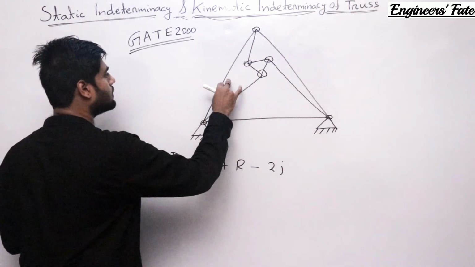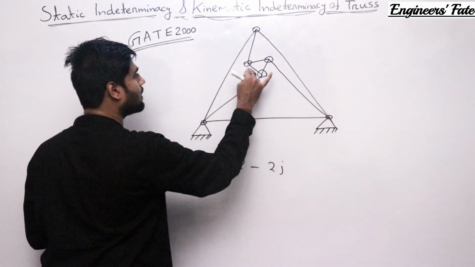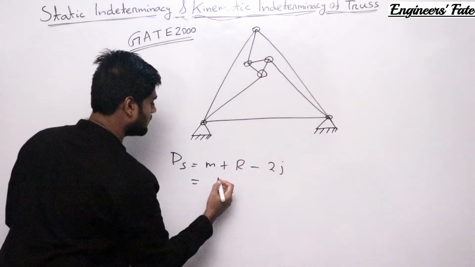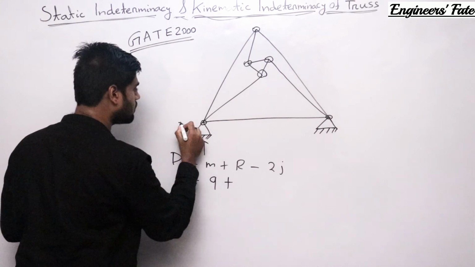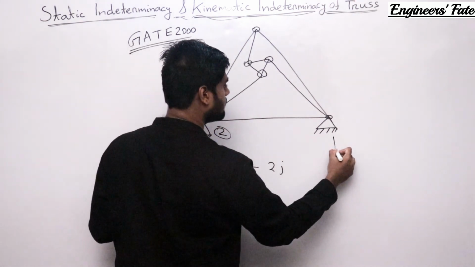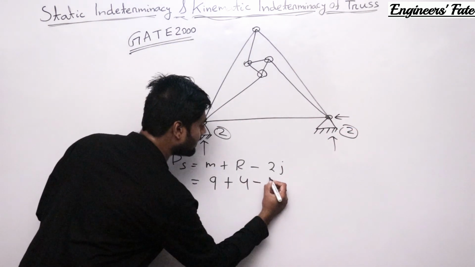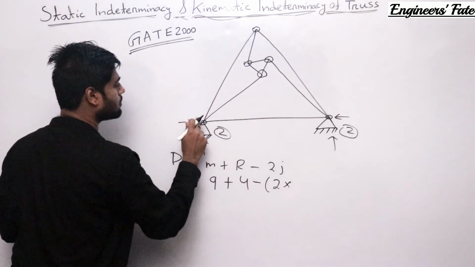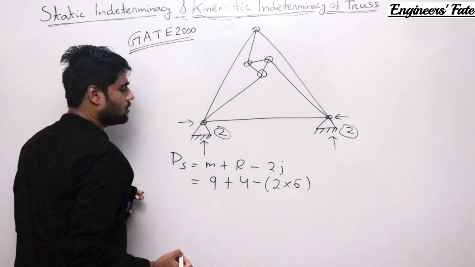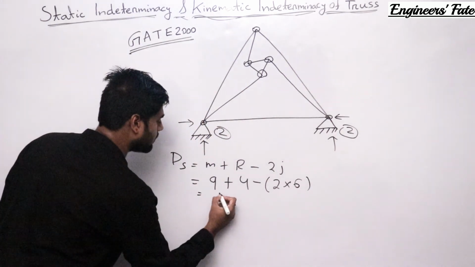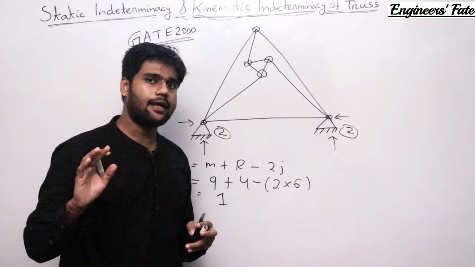So what is the number of members? 1, 2, 3, 4, 5, 6, 7, 8, 9. So 9 members. And reactions: we know that this is a hinge support, meaning 2 here, and this is also 2 here. So 2 plus 2, that is 4. Then let's find the number of joints. So joints 1, 2, 3, 4, 5, 6. So 9 plus 4, 13, minus 12, that is 1. Ds equal to 1 means it is indeterminate.